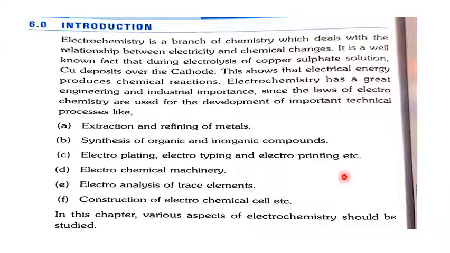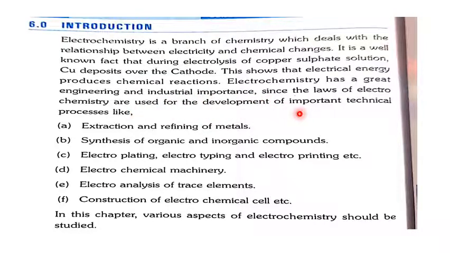In this chapter, various aspects of electrochemistry should be studied. So listen, electrochemistry is a branch of chemistry which deals with the relationship between electricity and chemical changes. It is a well-known fact that during electrolysis of copper sulfate solution, copper deposits over the cathode. This shows that electrical energy produces chemical reactions.